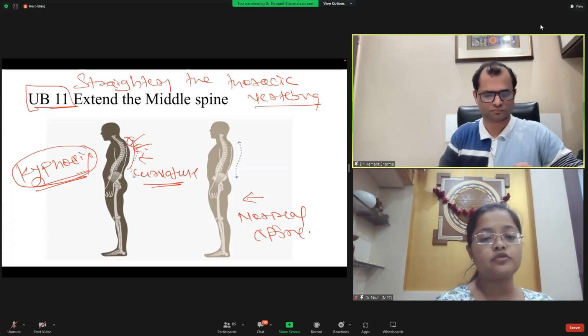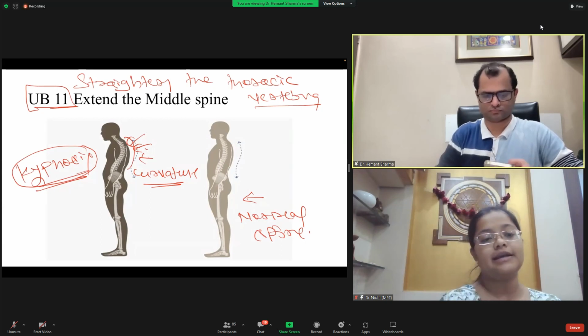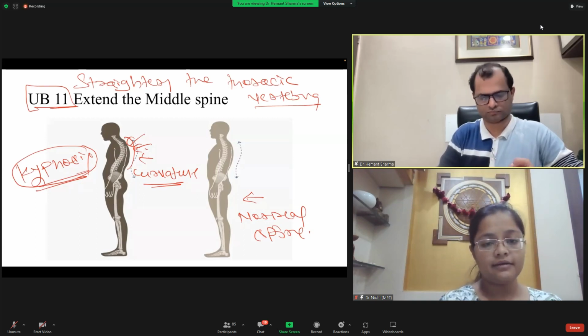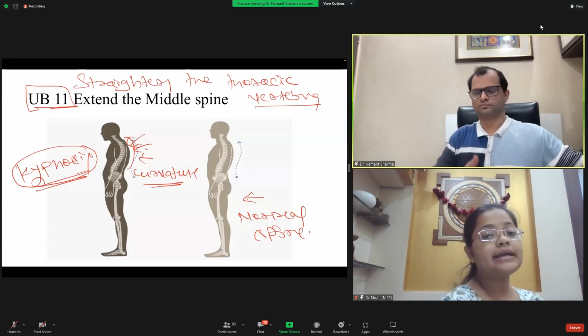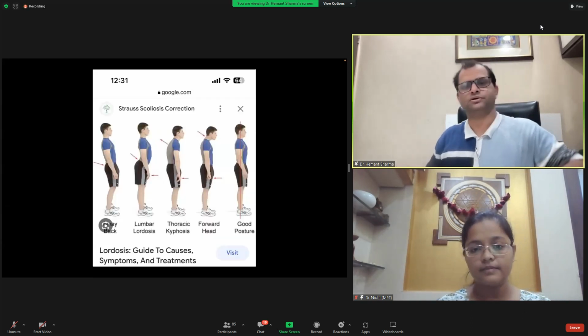So clear everyone, what is kyphosis and lordosis? Kyphosis means increase the curvature of the thoracic spine and the lordosis is the increase the curvature of the lumbar spine. So we can also see in this image, look at this image here.